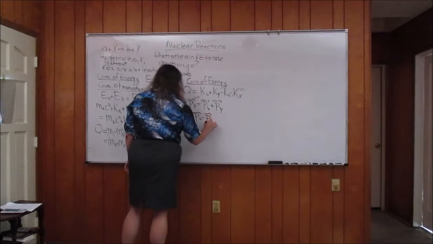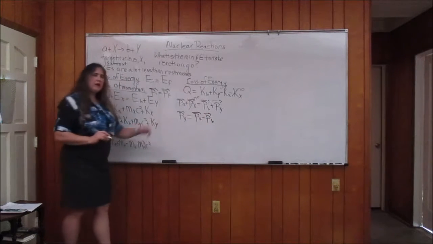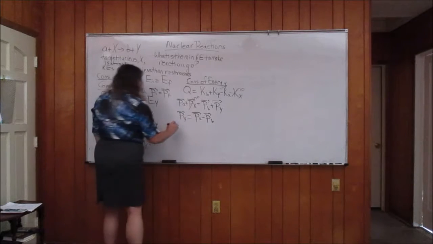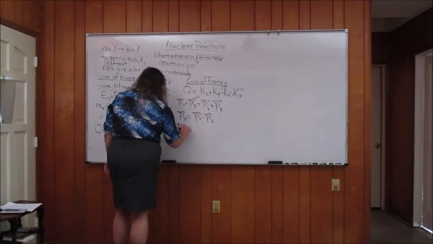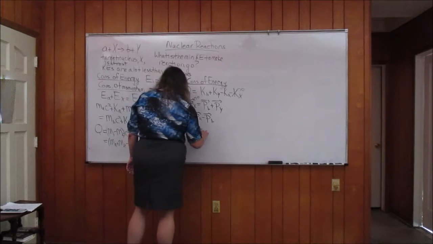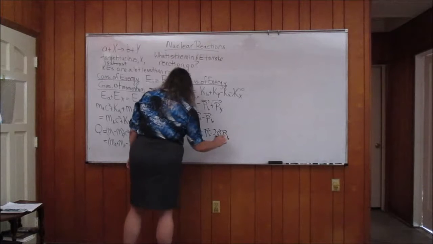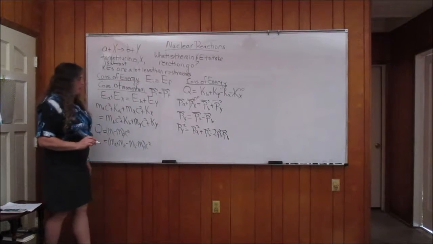And I'm going to go ahead and take the dot product of this equation with itself. So on the left-hand side, I'll have py squared is equal to pa squared plus pb squared minus 2 pa dot pb. Okay?